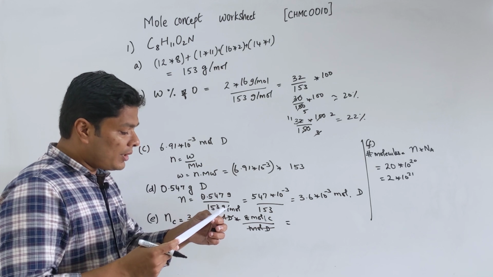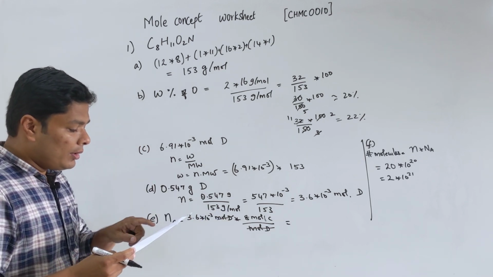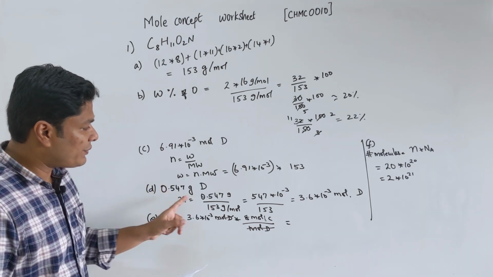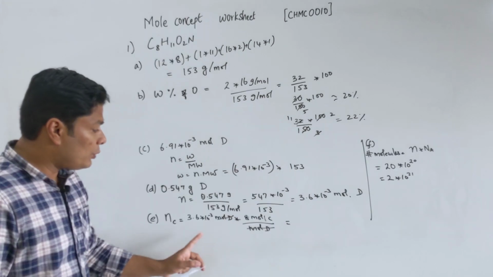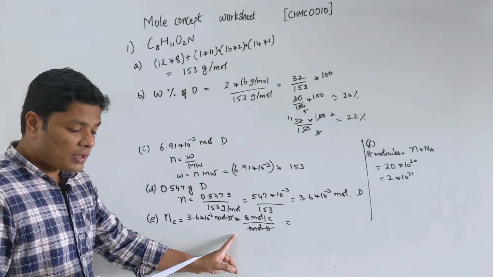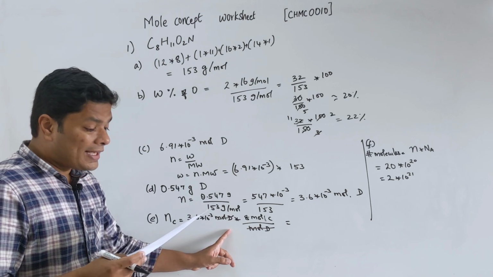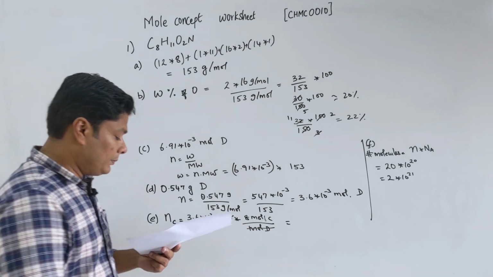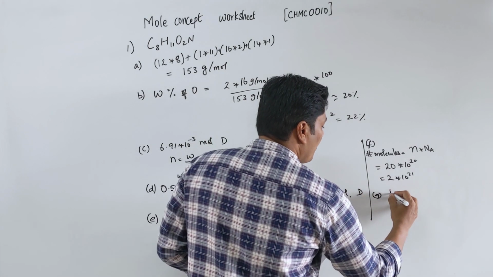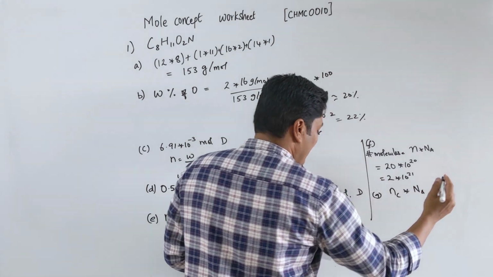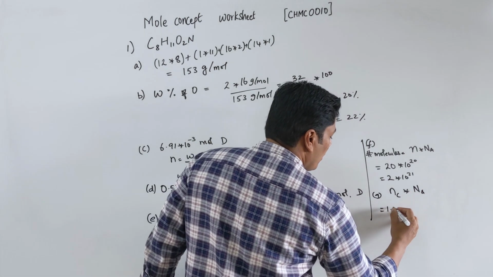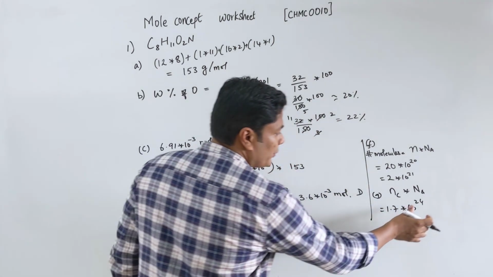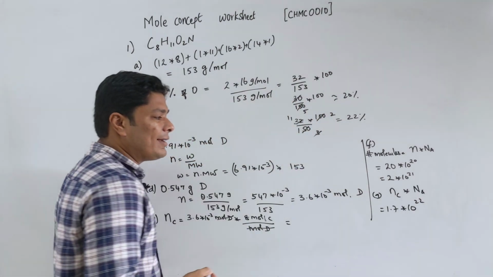How many carbon atoms are in 0.547 grams of dopamine? Right? How many carbon atoms are in there? We have said 0.547 grams is this many moles. And we know how many moles of carbon are in it. Okay? If I know the moles of carbon, how many atoms of carbon are there? Whatever this number is times Avogadro number. So this is going to be moles carbon times Avogadro number. So you should get 1.7 times 10 to the power 24. Sorry, 22.